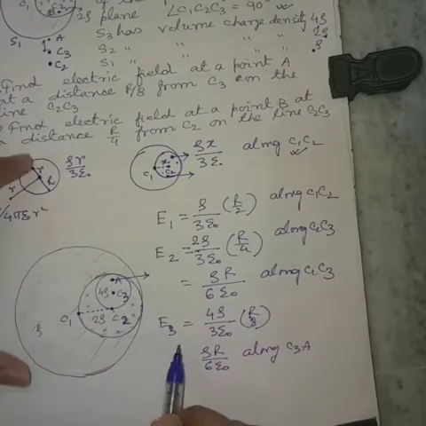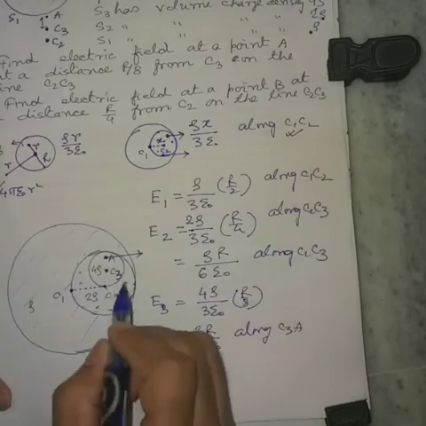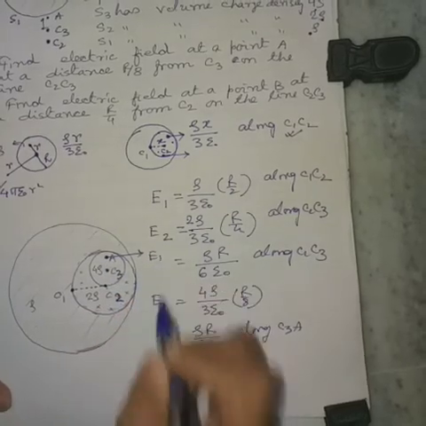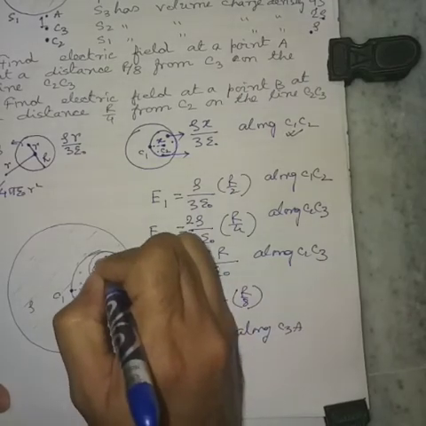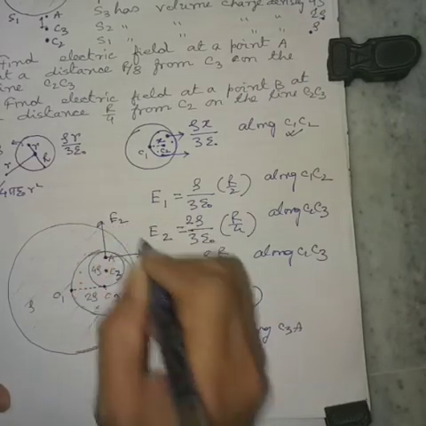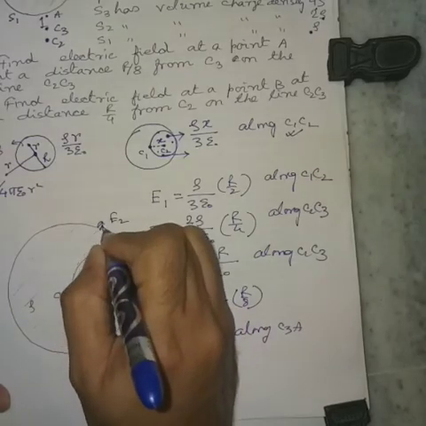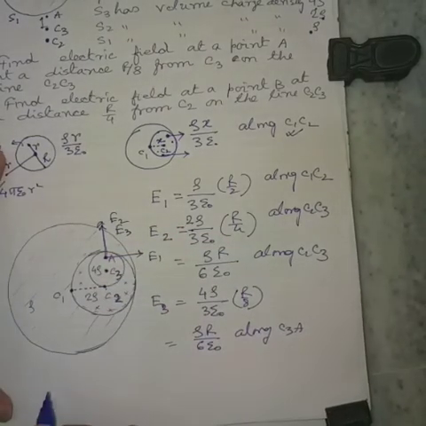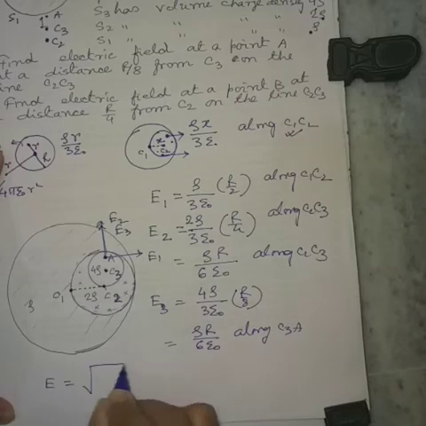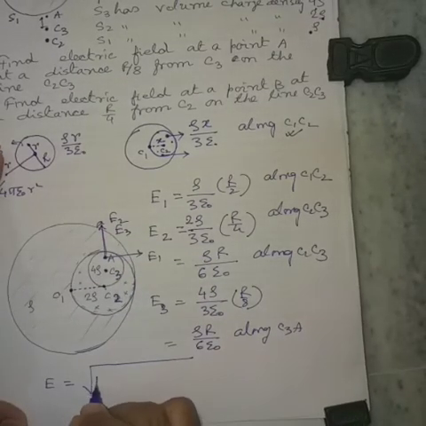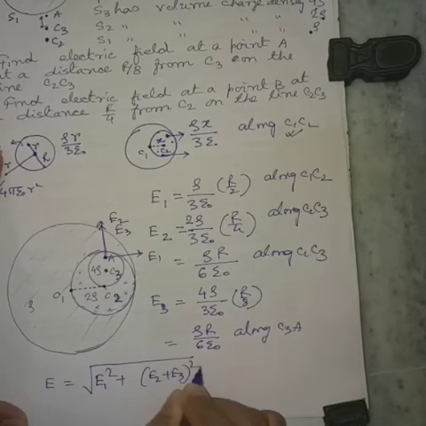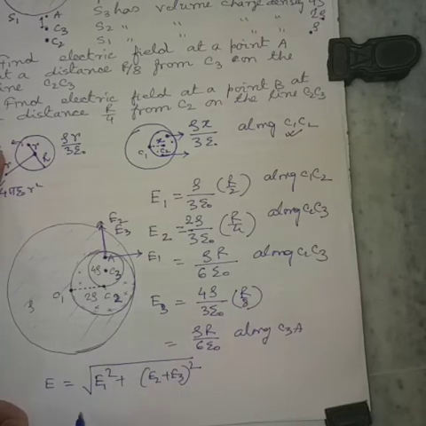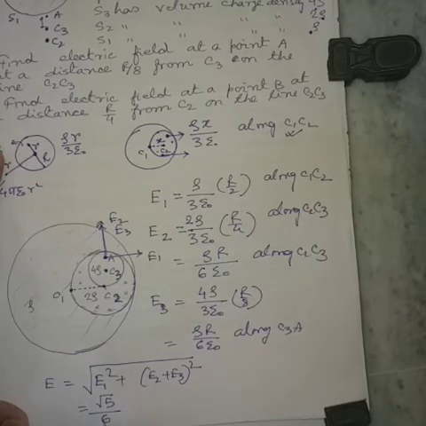Now we have to find out the three electric fields. E1 is along this direction, E2 is along C2C3 at A, therefore E2 along this direction, and E3 also along this direction. Therefore the net field will be E equal to the vector sum of all these, E1 square plus E2 plus E3 square, and the magnitude of the field will be root 5 by 6 rho r by epsilon naught.